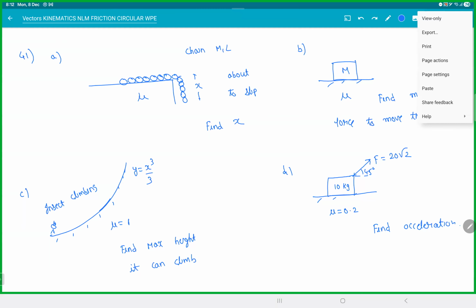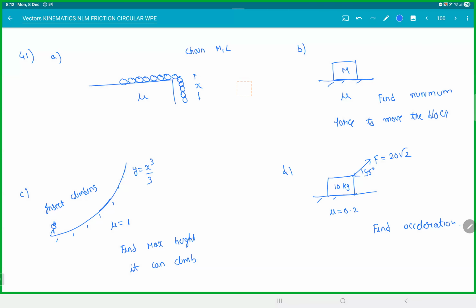Let's see. So this chain is pulling with what weight? M by L gx, and this friction will be mu M by L minus x into g. Equate them, we'll get the answer.